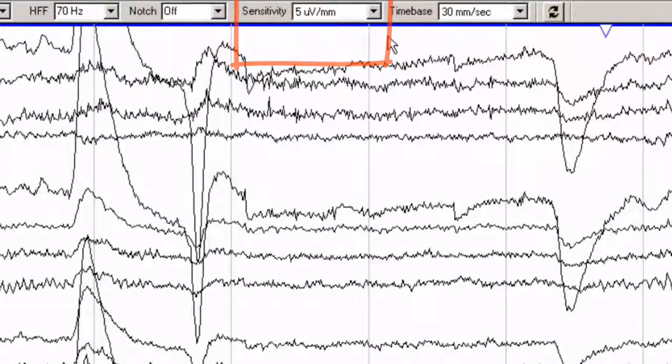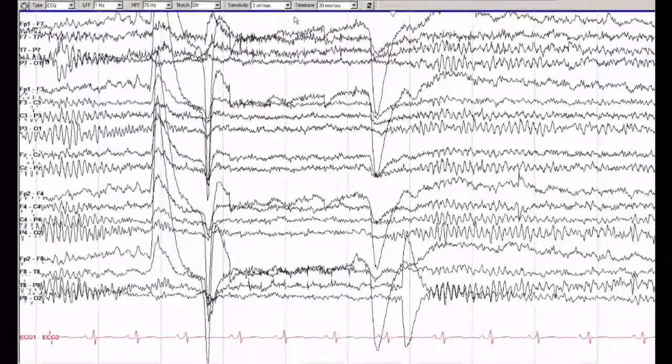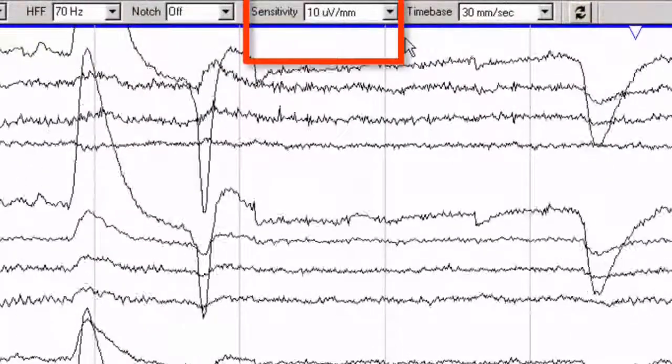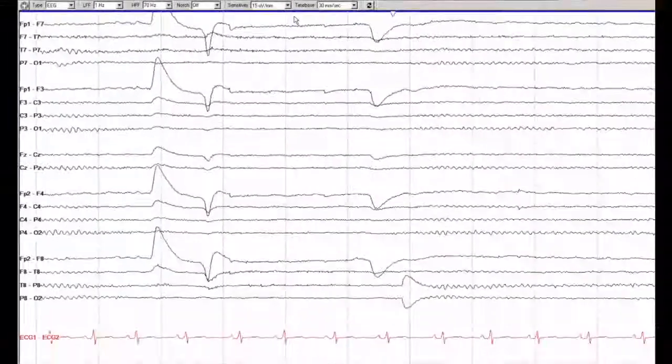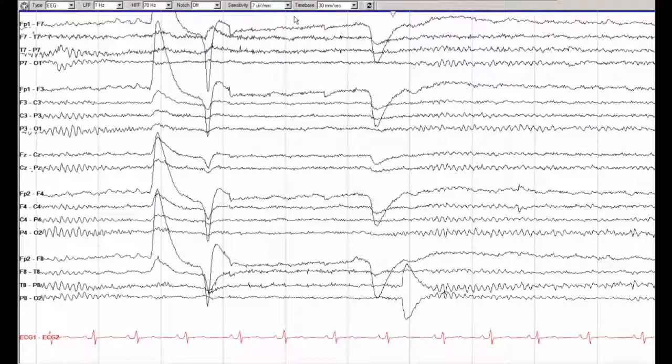Increasing the sensitivity can give the impression that this recording is abnormally high voltage. Similarly, decreasing the sensitivity can give the false impression that this patient has a low voltage recording. The normal sensitivity for reading adult EEG is generally 7 microvolts per millimeter. You may have to adjust the sensitivity in children, who generally have a higher voltage EEG background.